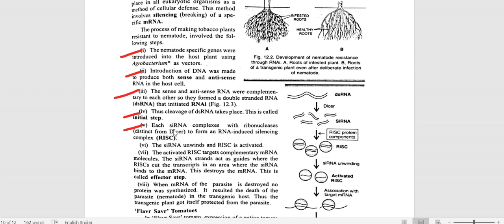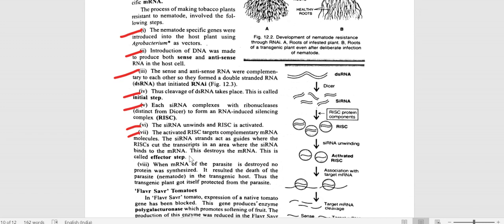Next step, each siRNA complexes with ribonucleases distinct from Dicer to form an RNA-induced silencing complex, that is called RISC. Next, the siRNA unwinds and RISC is activated. Next, the activated RISC targets complementary mRNA molecules.